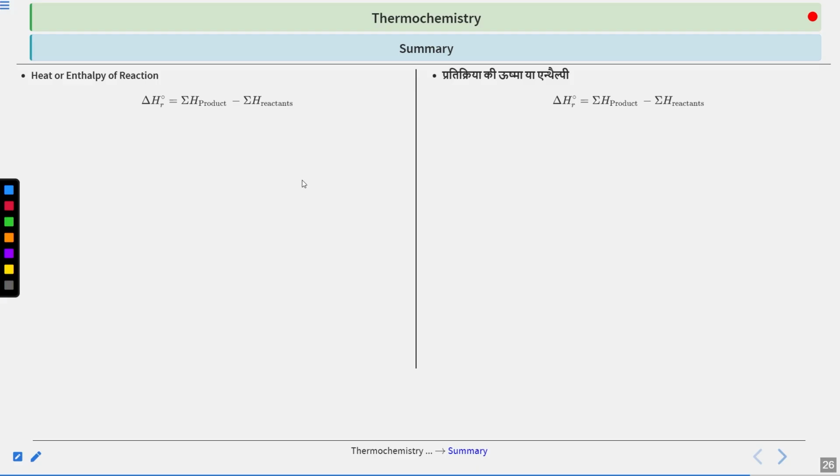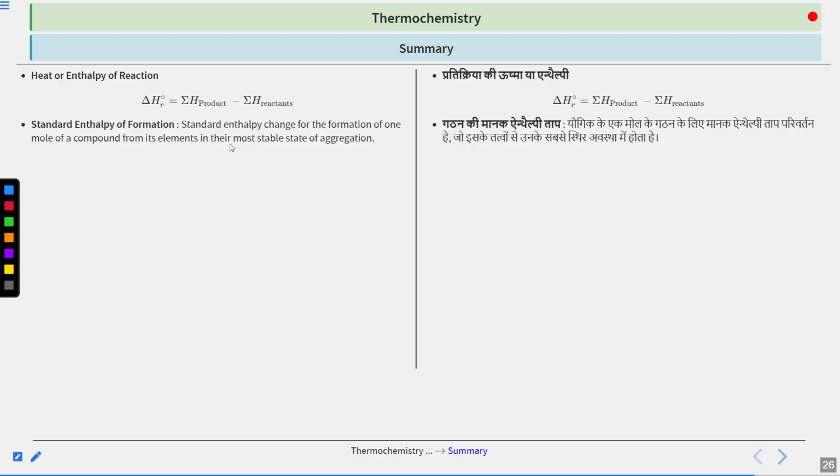Now let us try to sum up with a summary. If you want to write the enthalpy of a reaction, then you can write enthalpy of the product minus reactants. And if you want to write the enthalpy of formation, then you can write it in terms of enthalpy of formation of product minus enthalpy of formation of reactant.